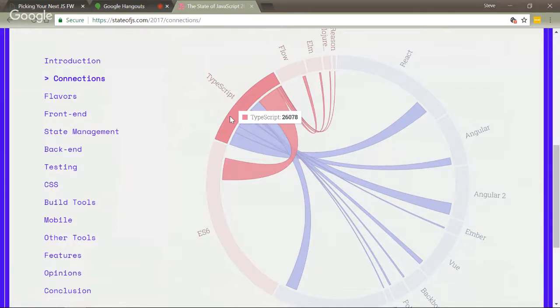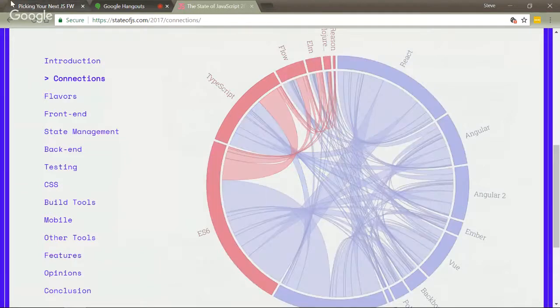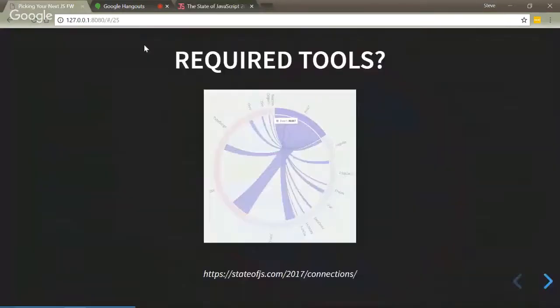Like one of the interesting ones we're seeing now in the React space, we're seeing a lot of people using TypeScript with React, which wasn't the original idea. TypeScript was being used more exclusively with Angular. So, are there other parts of the ecosystem that are foundationally important to the type of thing that you're doing? Switch back.